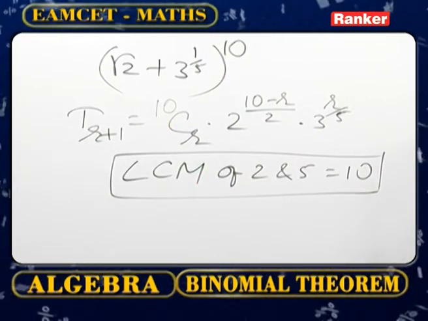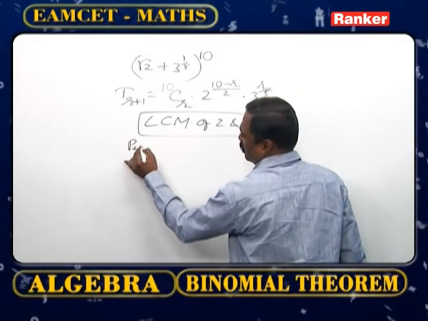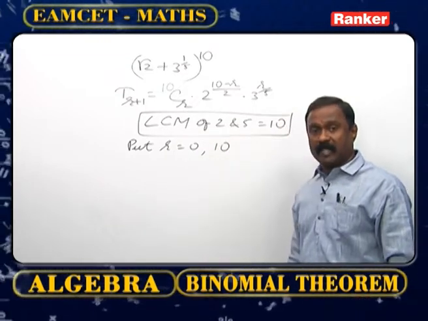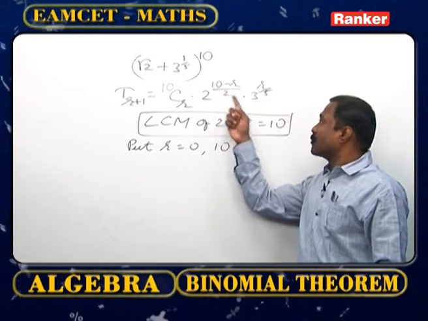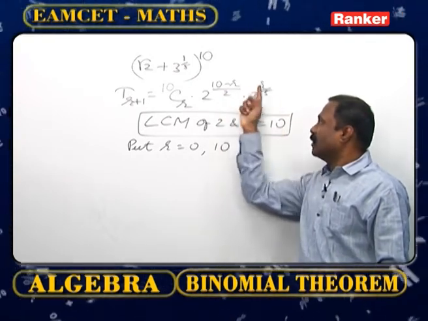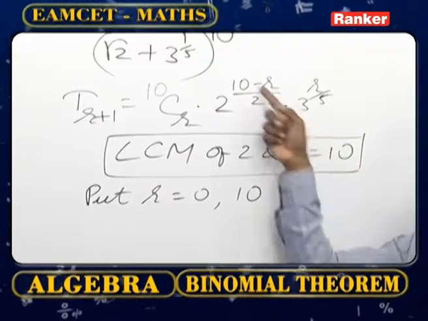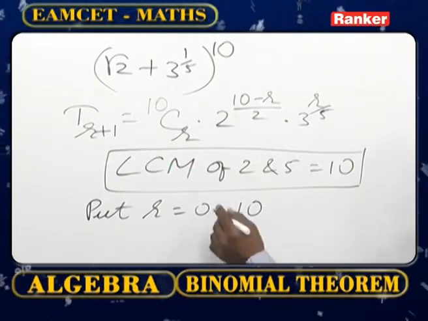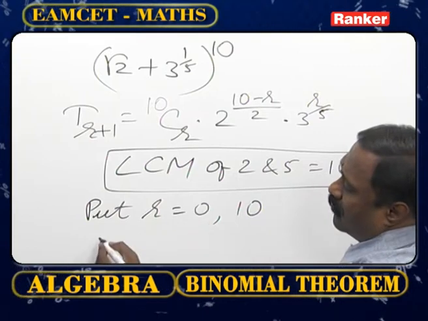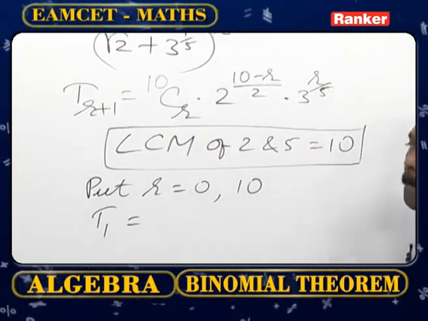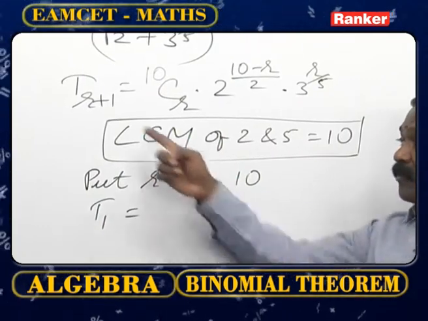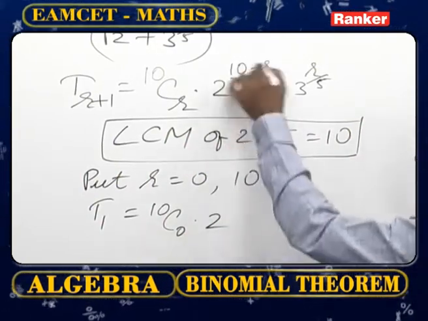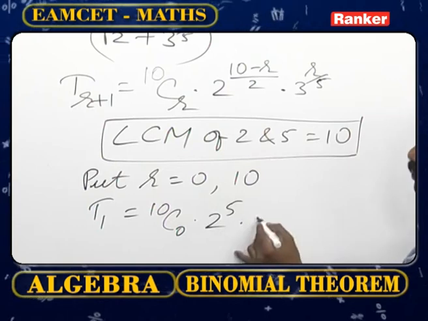So for your better understanding, what I'm doing now, put r equal to 0, 10. By now you might have understood why we are putting 10 here, because 2 and 5 LCM is 10. If you put 10 here, that will become a common factor for both of these, and thereby the square roots or fifth roots will be getting cancelled. So put r equal to 0, what will it be? It is T1. Are you with me? r equal to 0, T1. It is 10C0 into 2 power 5 into 3 power 0.